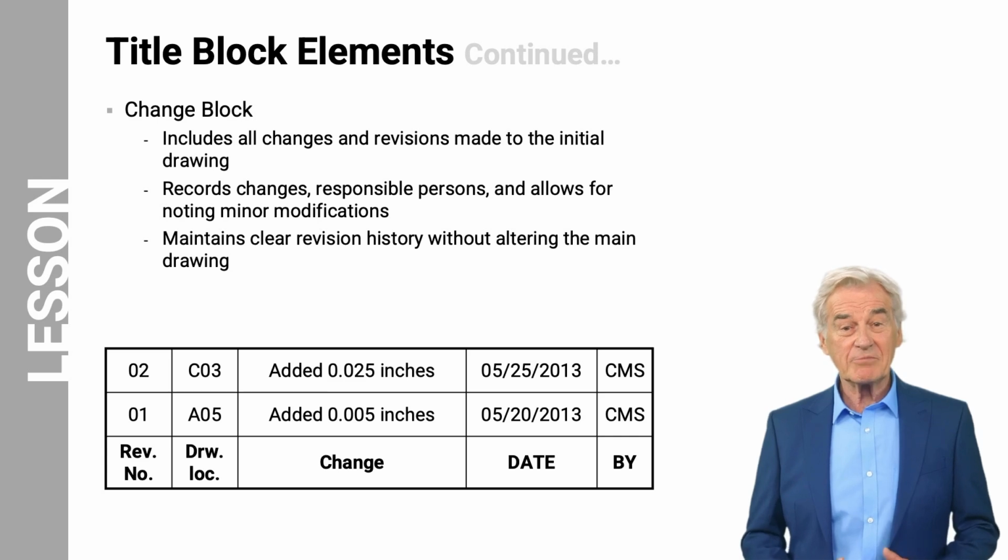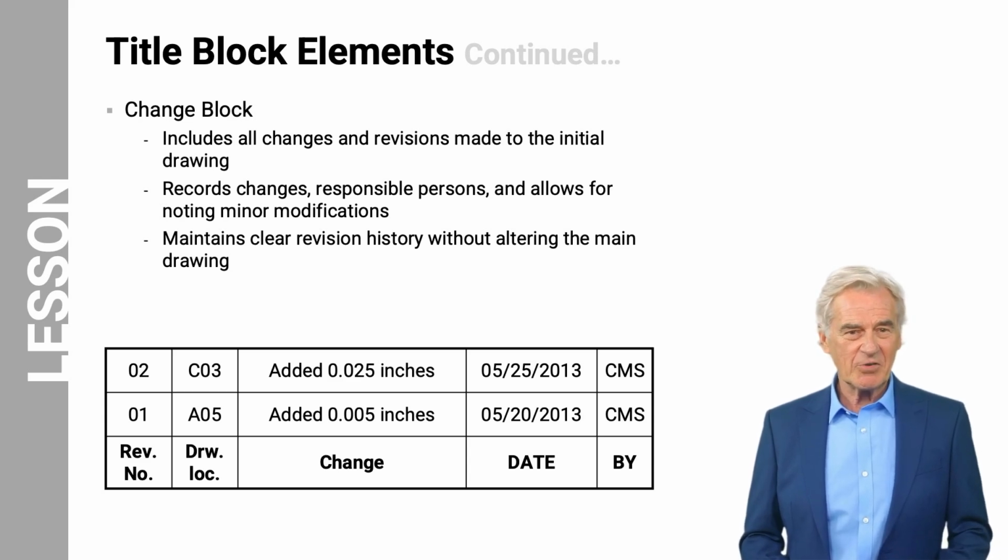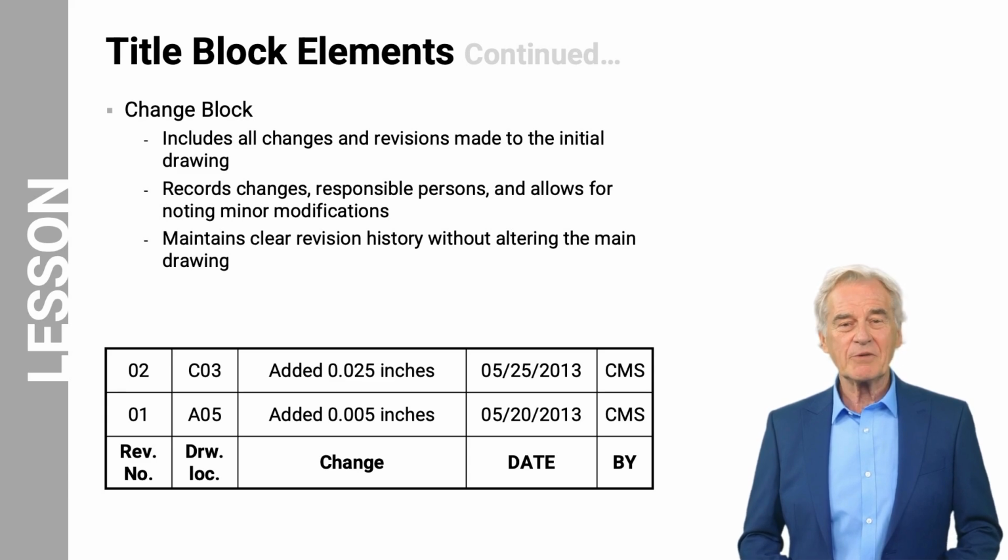When a specification of a particular part is changed, even if the change is minor, instead of making the exact change in the line, it could be indicated in the change notes. For instance, a minor change, like increasing a dimension by 0.005 inches, can be noted here rather than directly on the blueprint. This block typically includes the following key elements: revision number, a sequential identifier for each change; drawing location, which specifies where on the blueprint the change occurs; change description that briefly explains the modification made; date when the change was implemented; name or initials to identify who made or approved the change.